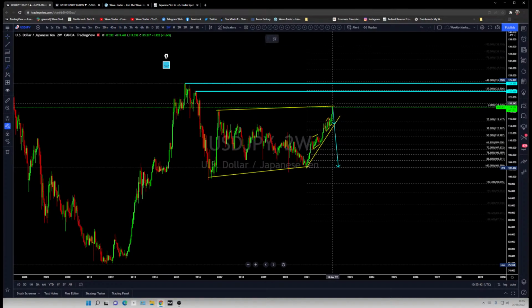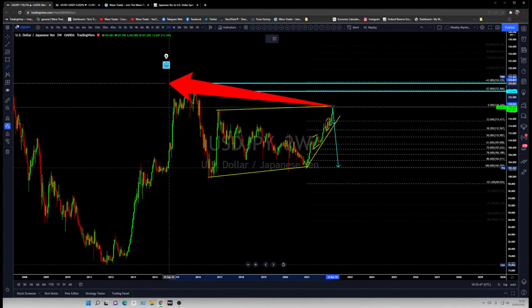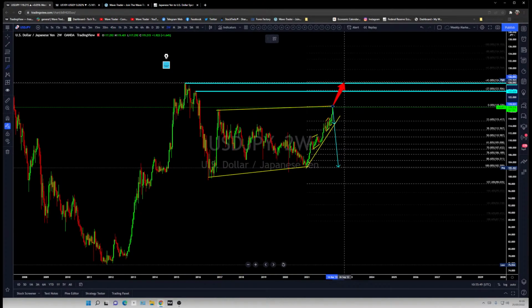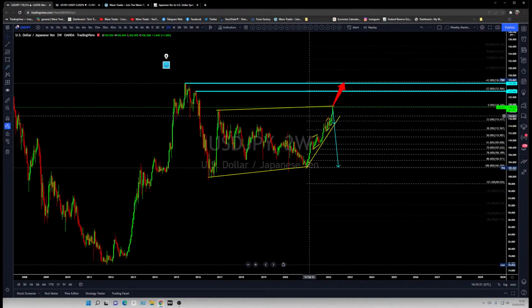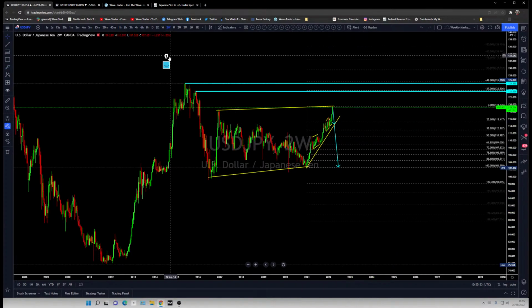I don't think dollar yen is going to tag these areas or go above that. Even if it goes above that or tests these areas, this is going to be a longer term bearish story. That's not going to change the bigger picture, which we're going to see in the next 1 to 2 years.